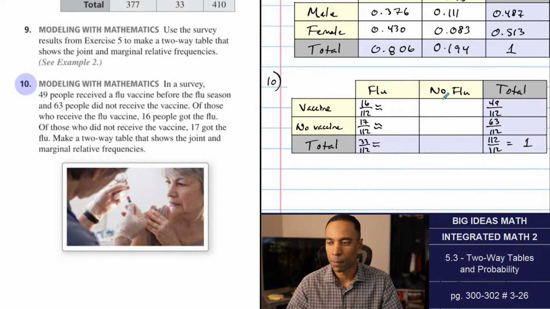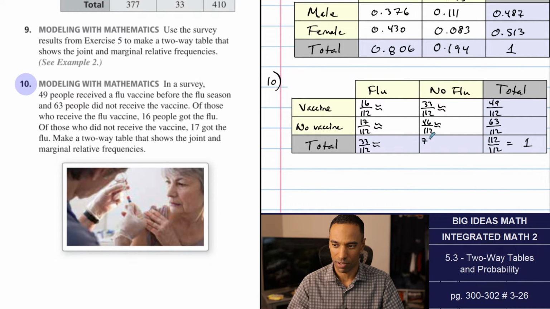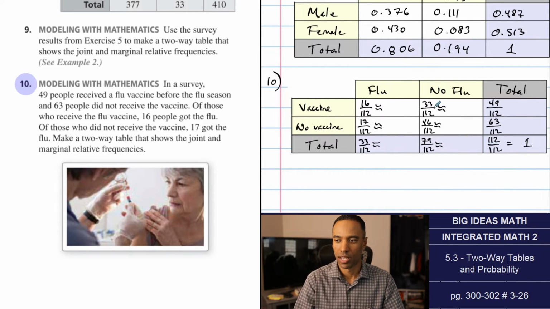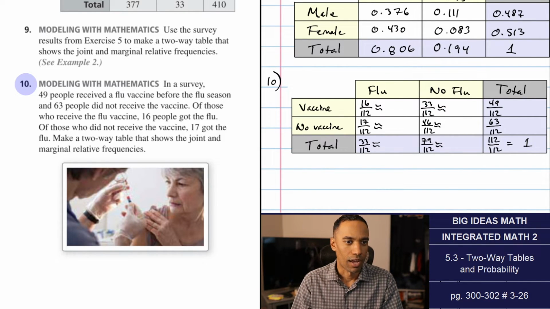And then here, no flu. 49 minus 16 is 33 in its own right. That's nice because I only need to do that division once. And then 63 minus 17 is 46. And I'll make sure that these seem to kind of add up to 1. 33 plus 46 is 79. So let's come up with those numbers as a whole.